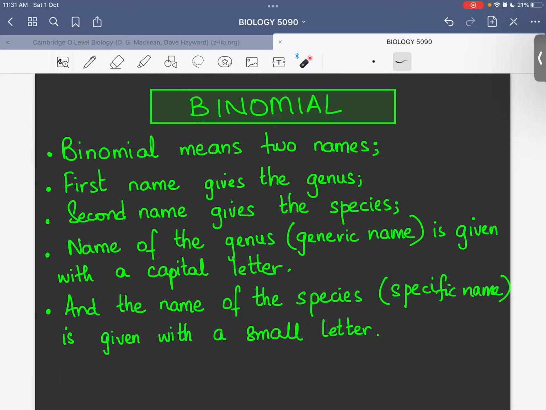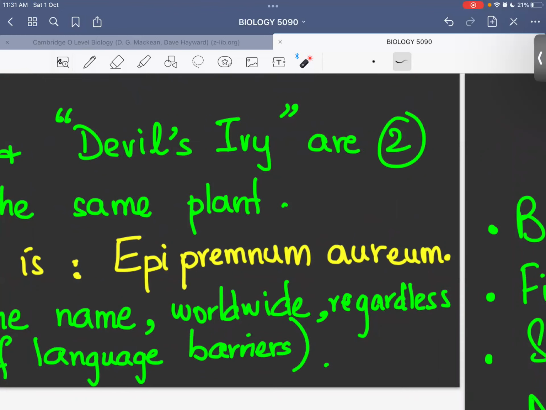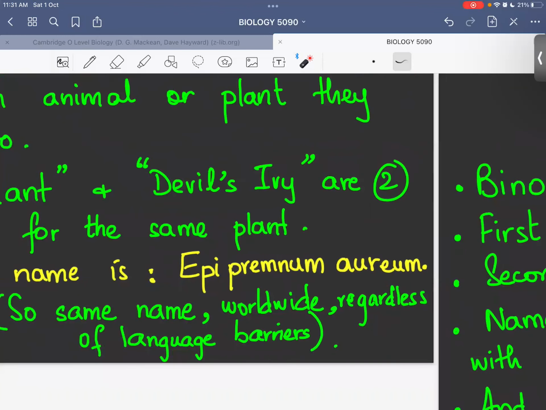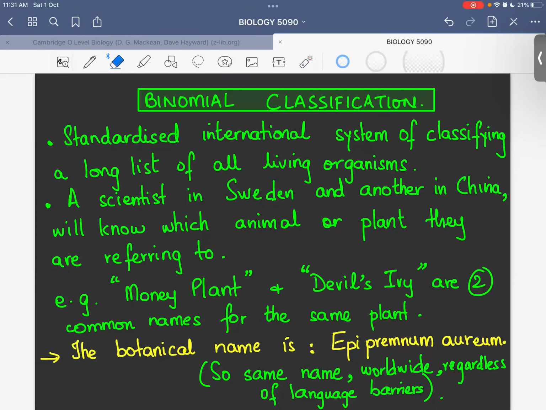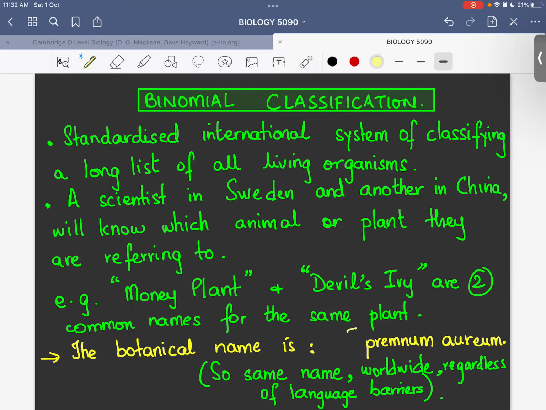First read this. Achamit, you're saying first name and second name now, but doesn't it go epi, premnum and then aureum? Isn't it like three things? Achha, it's not like that. It's actually the first name is Epipremnum and the second name is aureum. Aureum, yeah, got it. Okay. Actually, I shouldn't have made a space between epi and premnum, so I should remove this space. Yeah, that was actually confusing you. It's better now, right? So it's one name.